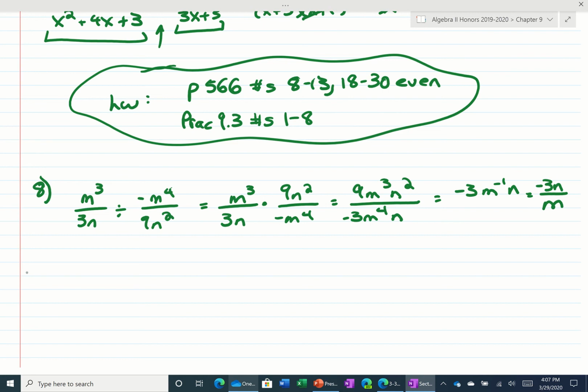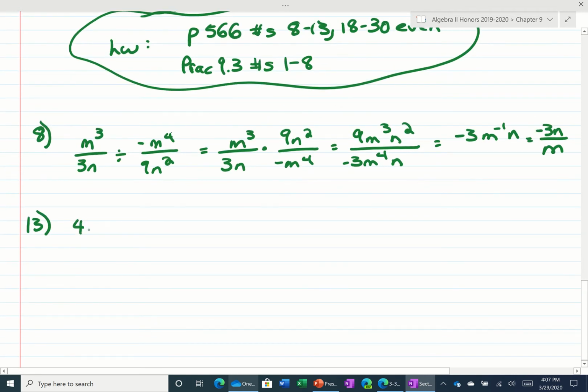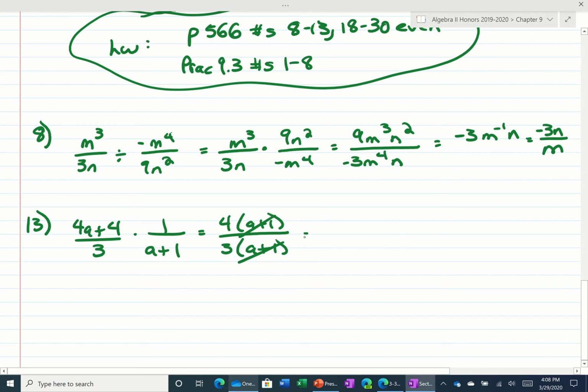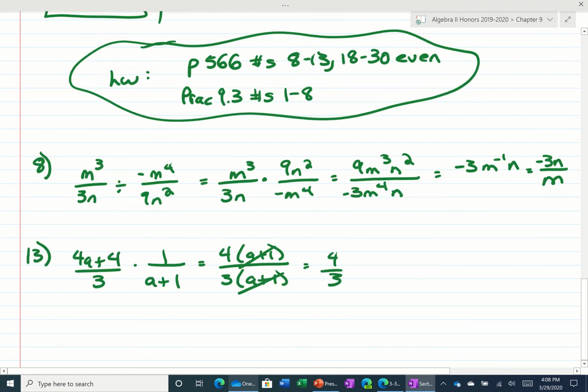Number 13 caught my eye. Taylor Swift's favorite number. It says 4a plus 4 divided by 3 times 1 over a plus 1. So let's go ahead and factor out a 4 times a plus 1, and then we have 3 over a plus 1. Well, these are the same, so we just get 4/3. That one's pretty easy. And then I also asked you to do 18 to 30 even.